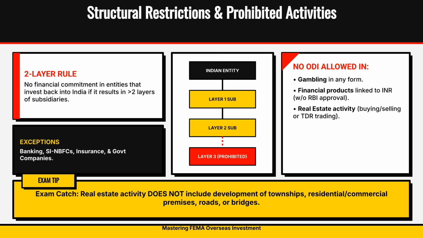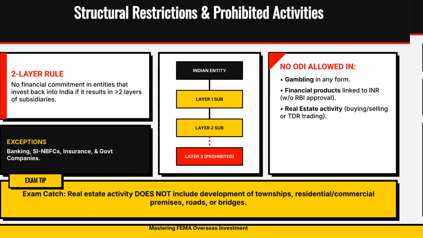FEMA draws a clear line around certain structures and activities. A person resident in India cannot create a structure that results in more than 2 layers of subsidiaries where the foreign entity ultimately invests back into India. However, exceptions exist for banks, systemically important NBFCs, insurance companies, and government companies. FEMA also prohibits ODI in gambling activities, INR-linked financial products without RBI approval, and real estate activities. But watch the exam trap carefully. Development of townships, construction projects, roads, and bridges are not treated as prohibited real estate activities.